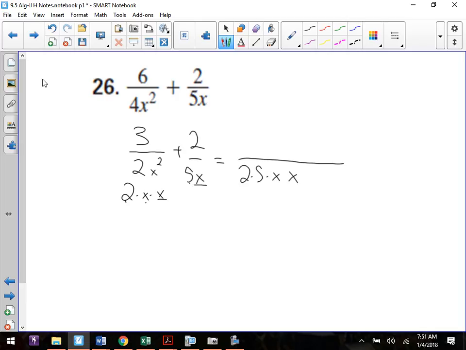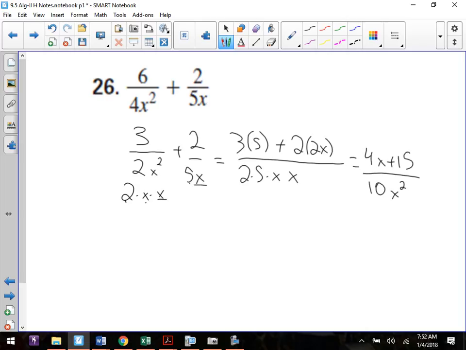5. Very good. So you get 3 times 5. The fraction on the right has a 5 and an x. It's missing a 2x. And that's going to get me 4x plus 15 over 10x squared.